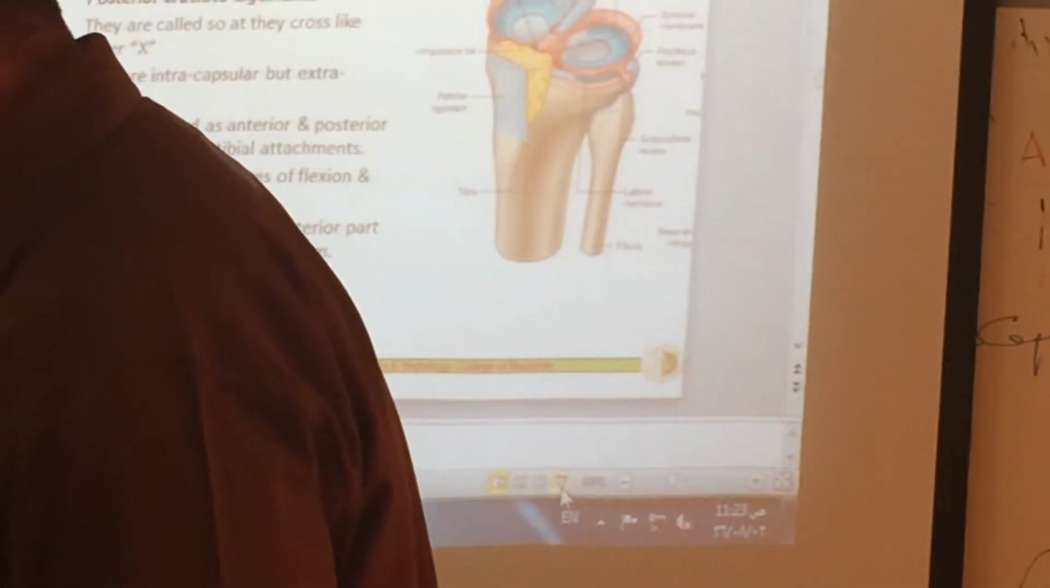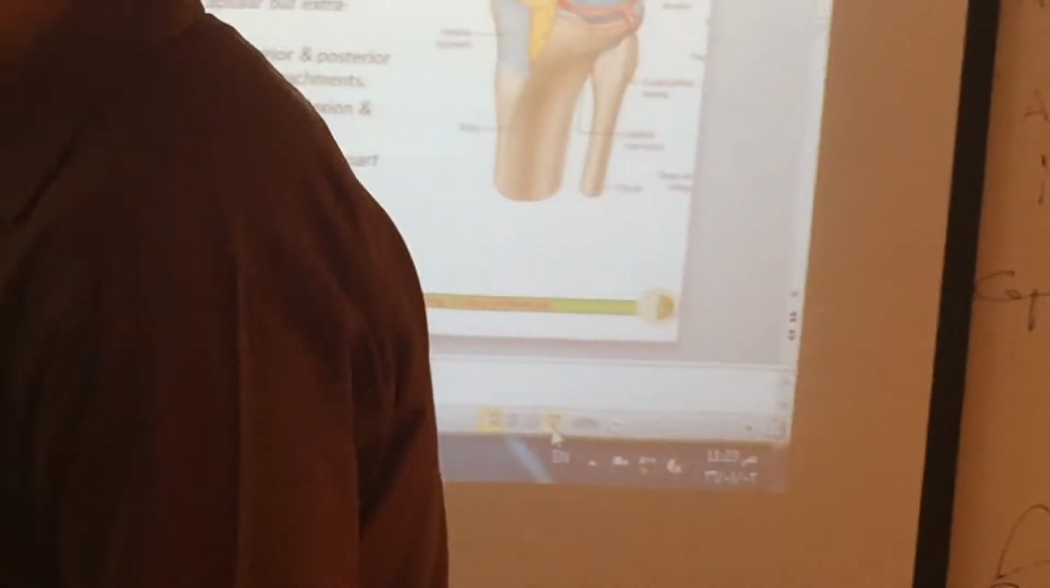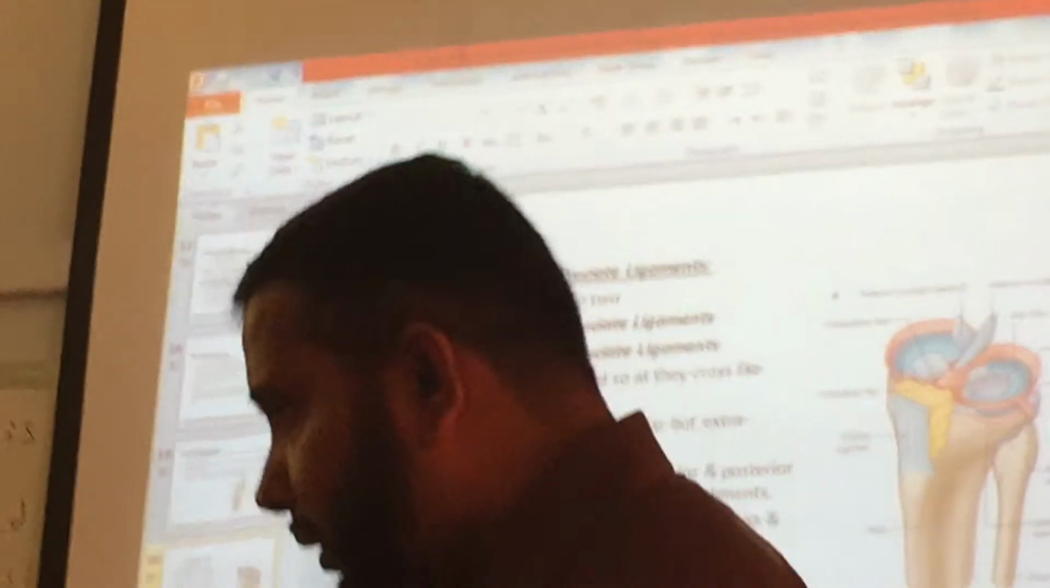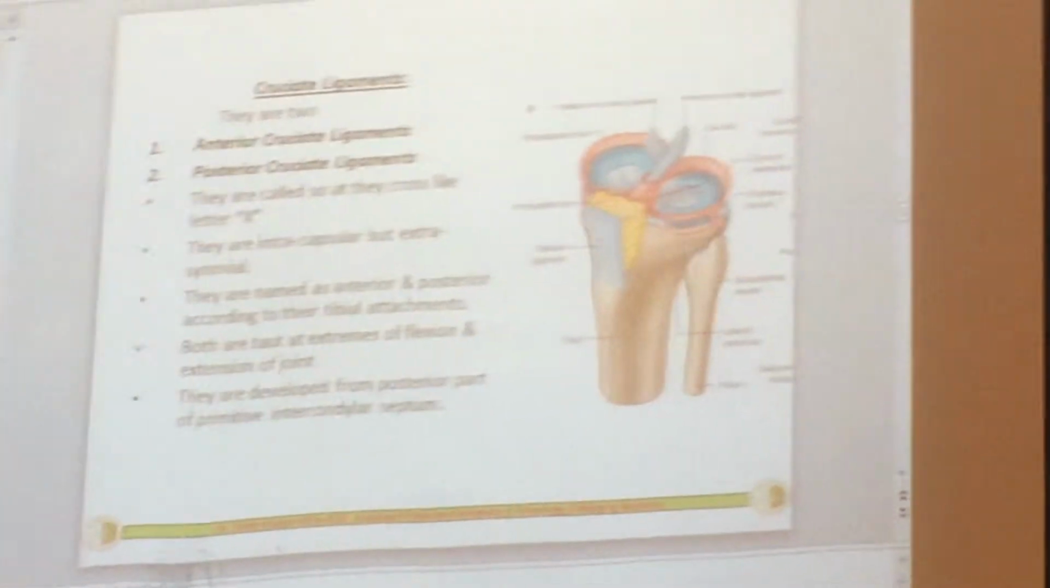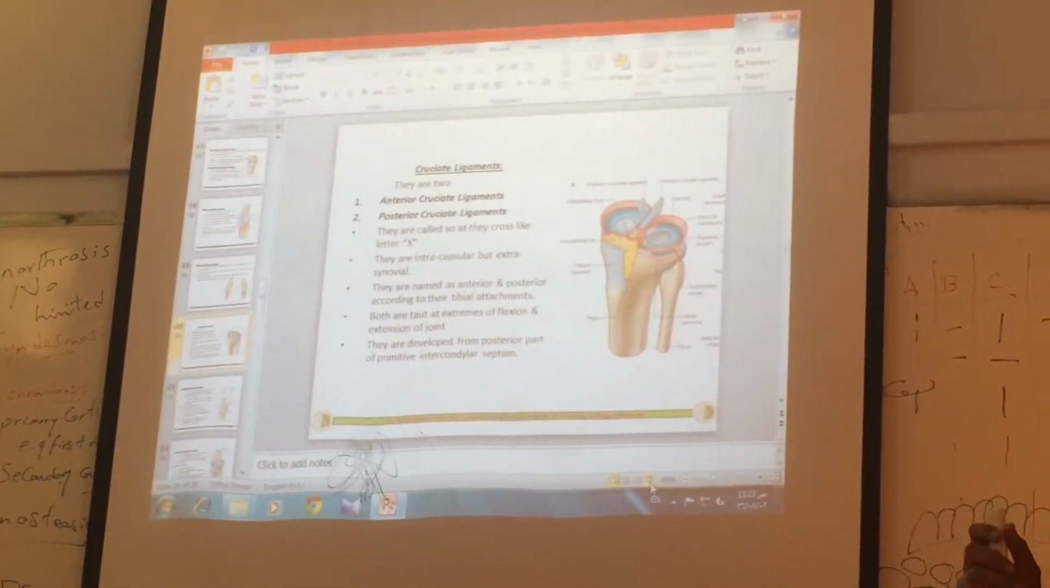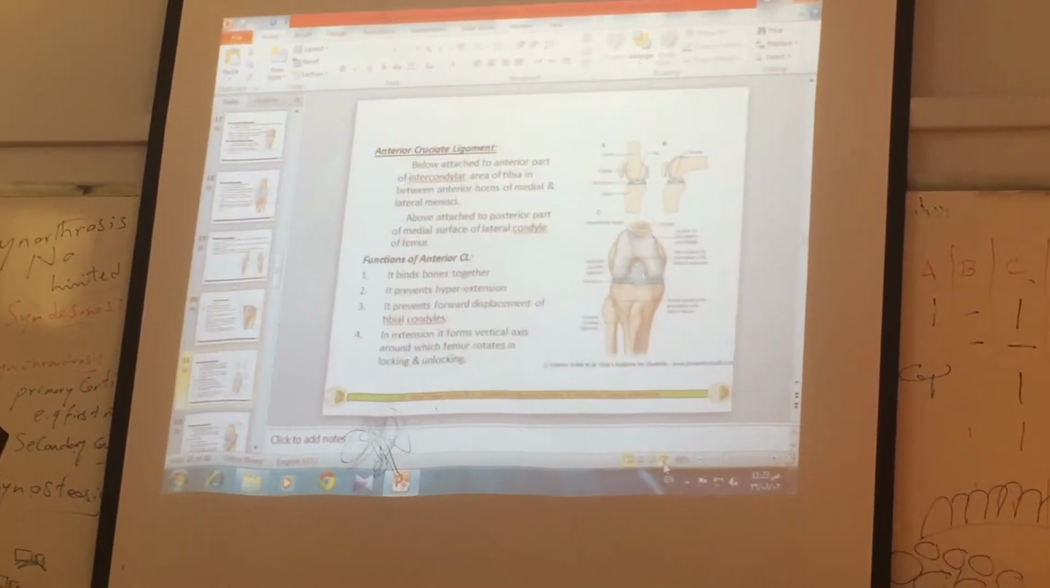Pardon? Due to instability of the knee joint, instability caused by the anterior and posterior ligaments. Yeah, there is also a very important role in the stability. They all are important, but these have a very important role. How? I will tell you about this.